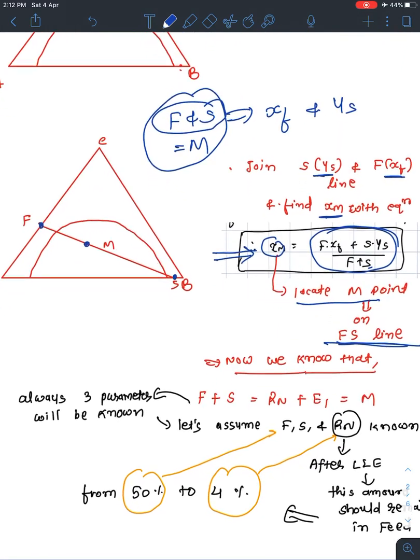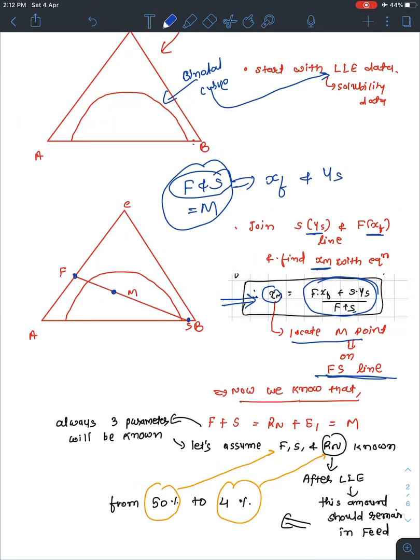Now listen, we know that this is the overall equation: F plus S equal to Rn plus E1, which is equal to the mixture. Generally, out of these 4 parameters, we know 3 of them, and then we can find the 4th parameter. But how we should find that is very important. So here I have written that generally 3 parameters will be known. So let's assume that F is the feed, this is S, and this is Rn. So what is this Rn?